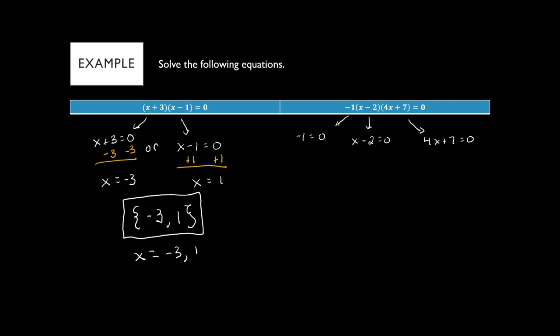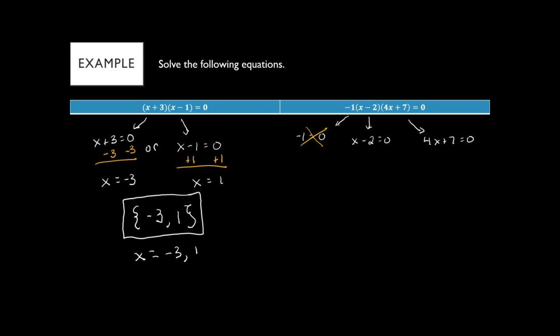And the -1 equals 0 doesn't mean anything. It doesn't really count because there's no variable there, that's just a false statement. So if you have just a number by itself, you don't really have to worry about that when you're using the zero factor property or the zero product rule. You just focus on what has the variables, because we're trying to find the values of the variables.